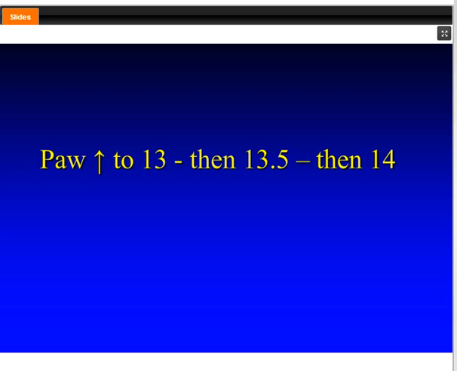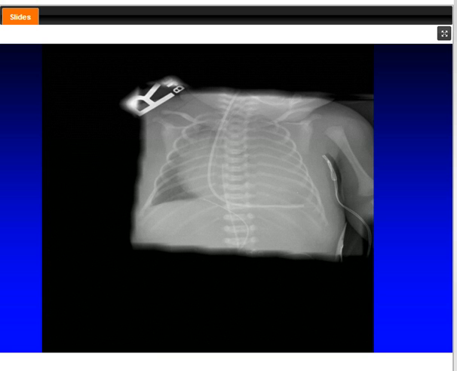That didn't help. They went to 13.5. That didn't help. They went to 14. I arrived on the scene, and I said, well, once you allow the lung to de-recruit, you're going to have to go above the mean to re-recruit the lung.